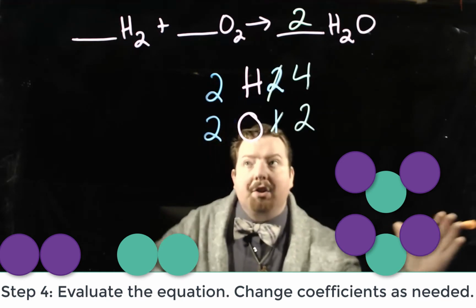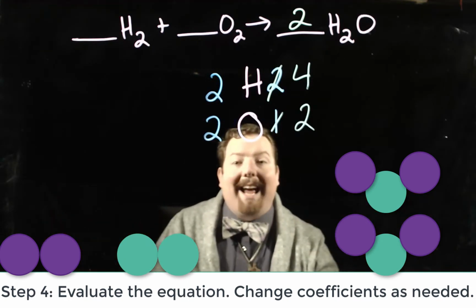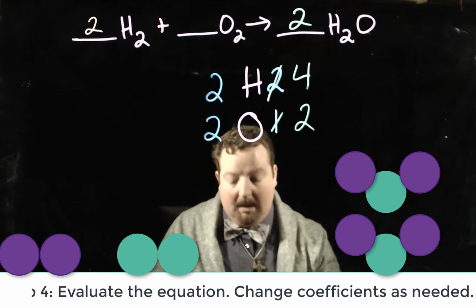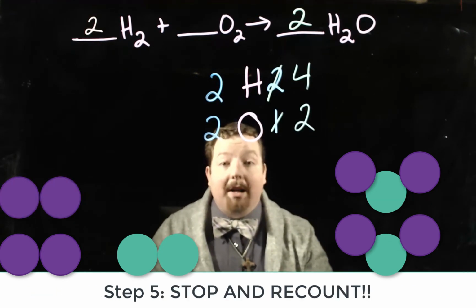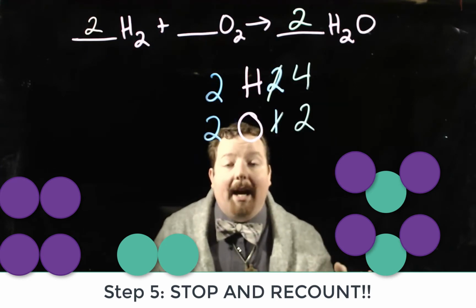So we need more hydrogens on the left side of the equation. In order to do that, we could add an H2 molecule, now giving us 2 H2. Step number 5, again, is to stop and recount.